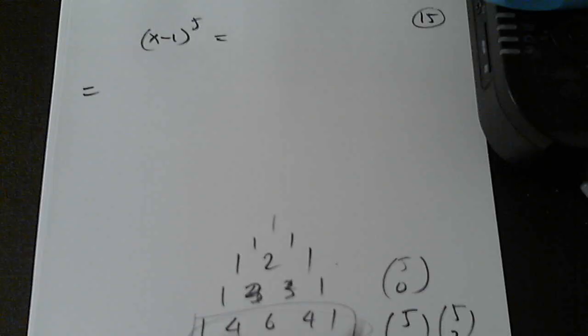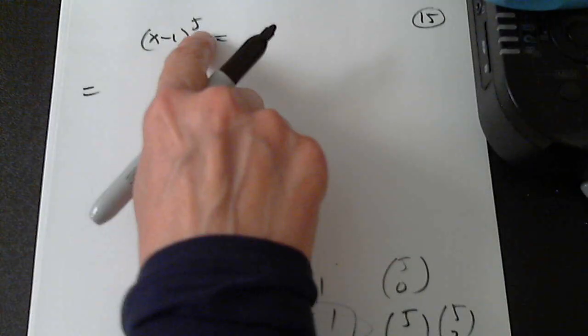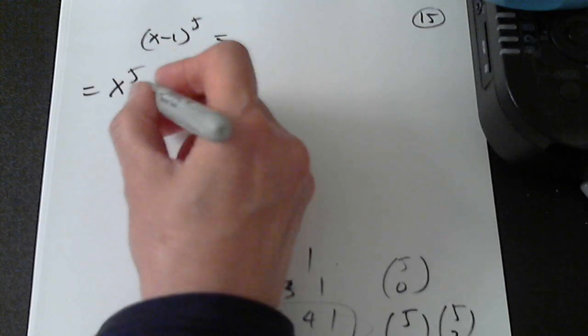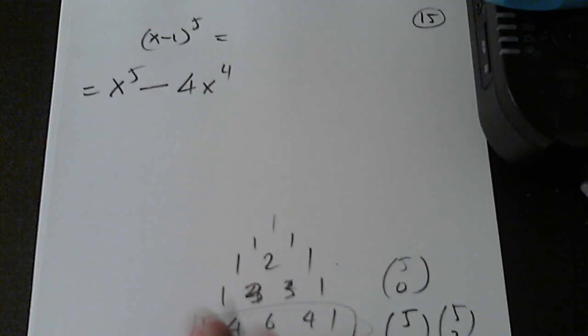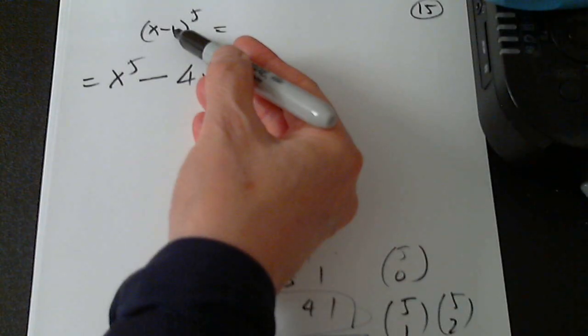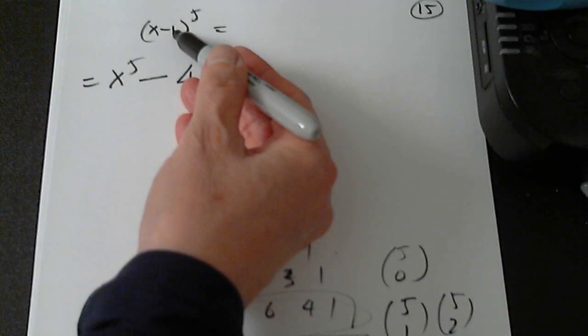So I have 1, x to the 5th, but now it's minus 4, x to the 4th. And there is nothing because it's 1. I don't even need to calculate with this.